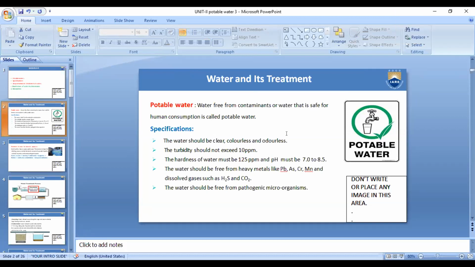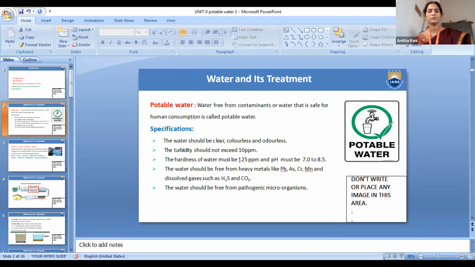How much turbidity should be there? Less than 10 ppm. It should not exceed 10 ppm turbidity, like suspended impurities. What should the hardness of water be? 125. pH should be 7 to 8.5.